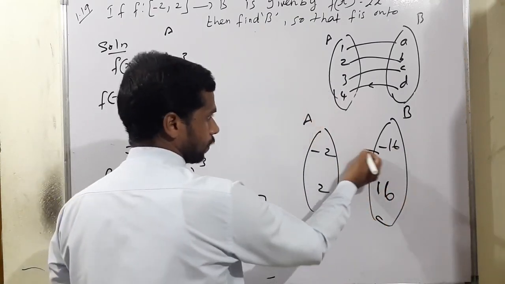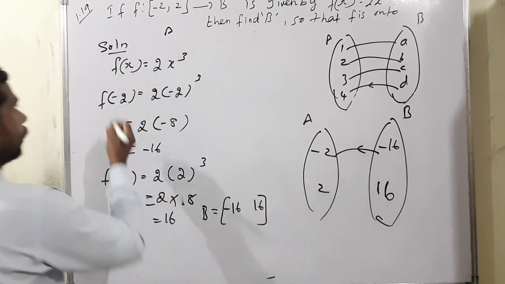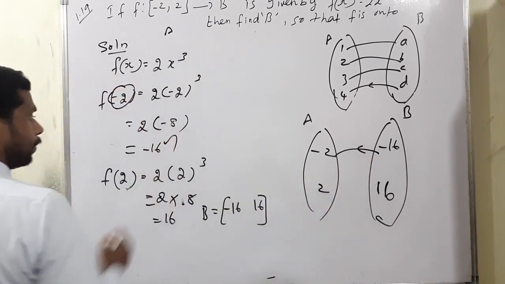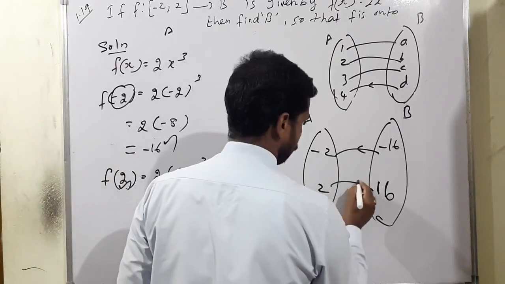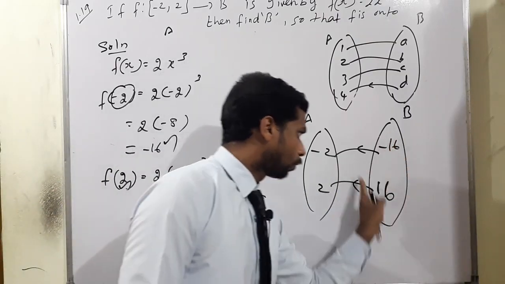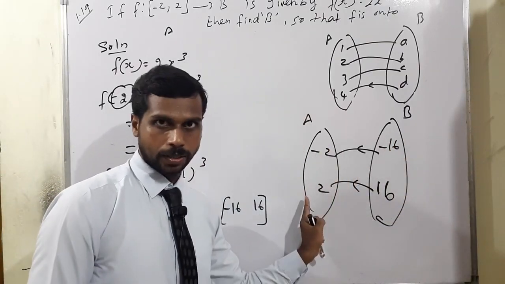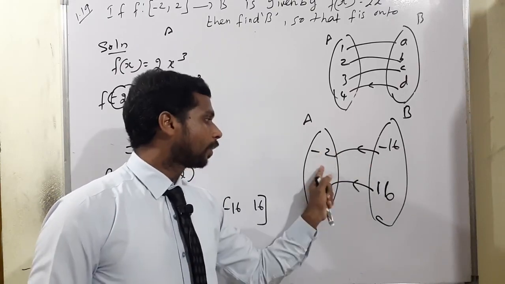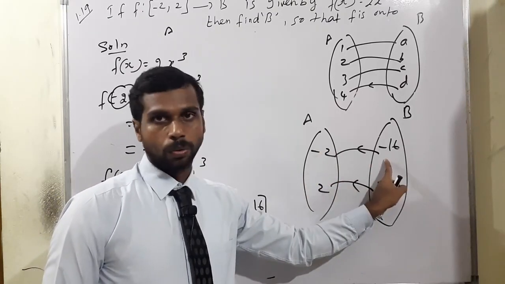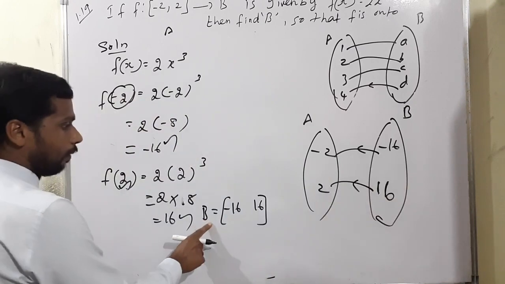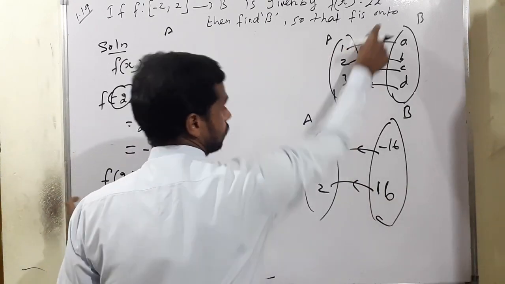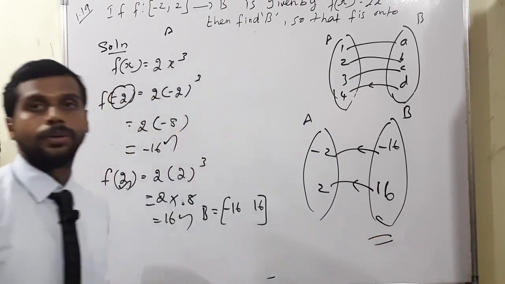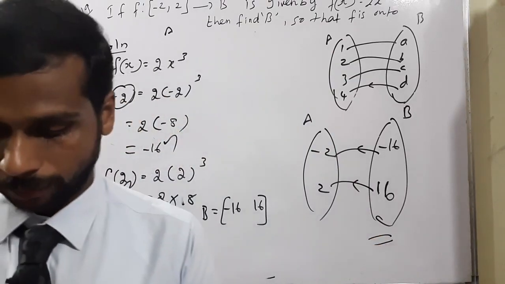Now, negative 2 maps to negative 16, and positive 2 maps to positive 16. For an onto function, each and every codomain element has a preimage. In between, whatever the value, it is definitely in the codomain. Therefore, B is the interval minus 16 comma 16. So, we proved that f is onto, okay. I will continue with the next question. Stay on the line.